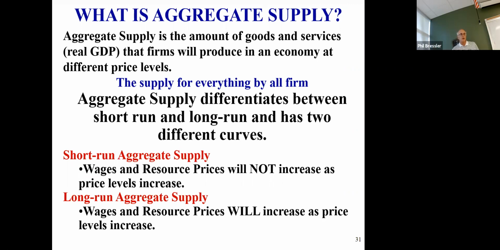And just remember, the long run aggregate supply curve is potential output and full employment. So the long run aggregate supply curve is potential output. That's the output we're supposed to make if we're at full employment, and it's also full employment.